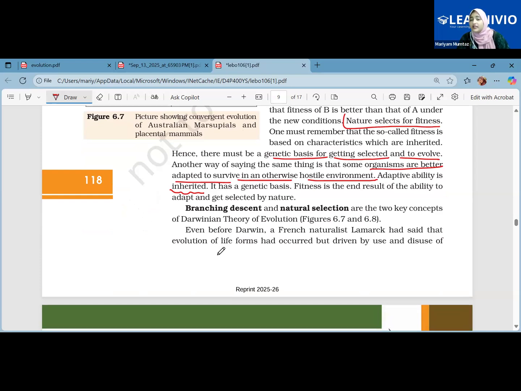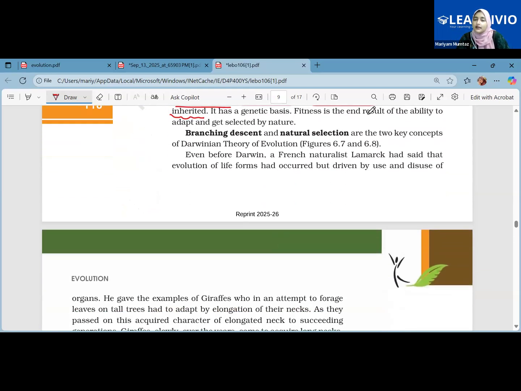And this fitness is the end wherein the organism will get adapted and get selected by nature. Then comes branching descent and natural selection. So branching descent and natural selection, these are the two key concepts of Darwin's theory that talks about evolution. Even before Darwin, there was this French naturalist, Lamarck.